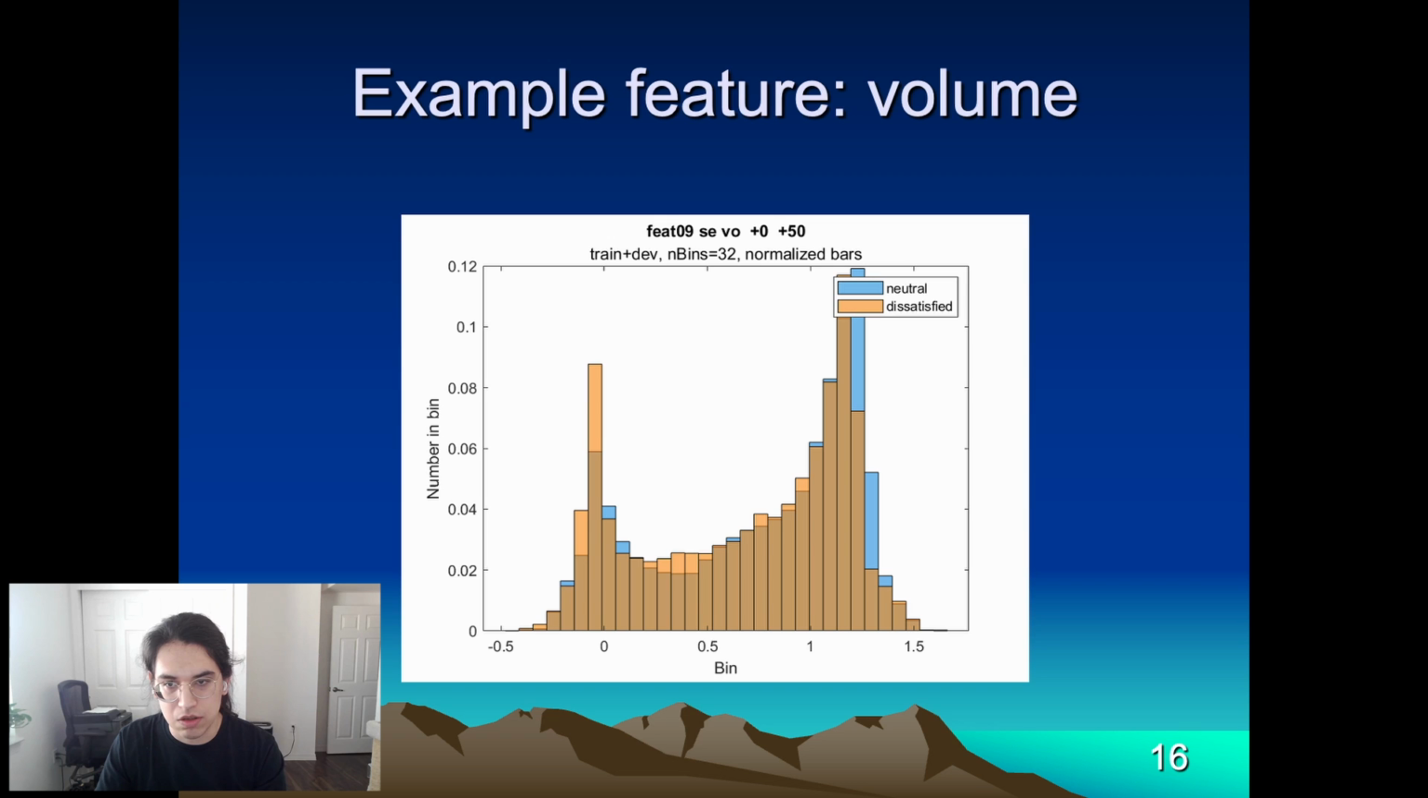Here's one feature, the volume feature, from 0 to 50 milliseconds into the future. And this histogram was created from the training data. So we took all the frames labeled as neutral and see what their volumes are. And we did the same. We took all the frames labeled as dissatisfied and see what they are. So there is some separation, if you see around 0.4, between neutral and dissatisfied, but it's not much. But it's in combination with all the other features where the separation becomes much clearer.